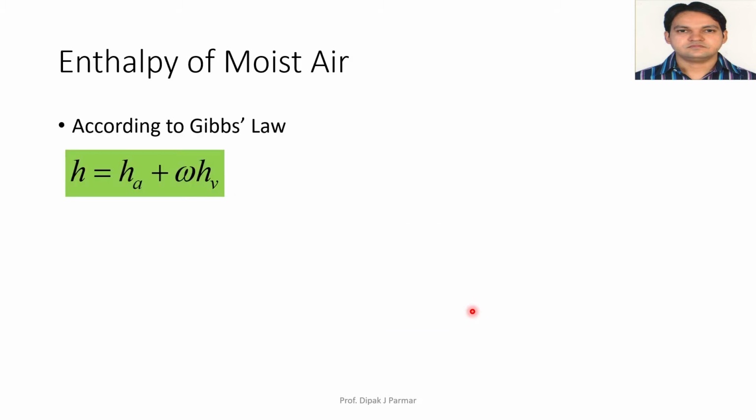Next is enthalpy of moist air. As we know, when we talk about moist air, it has dry air plus some water vapor present in it. So according to Gibbs law, if we want to calculate the enthalpy of moist air, it will be a summation of the enthalpy of dry air plus specific humidity times the enthalpy of water vapor. Let us understand one by one.